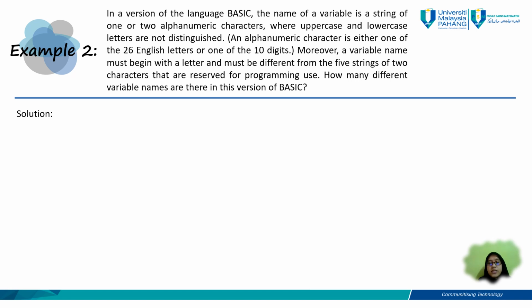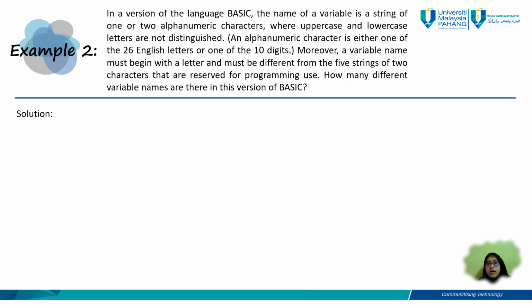Okay, let's try example number 2. The problem is: in a version of the language BASIC, the name of a variable is a string of one or two alphanumeric characters, where uppercase and lowercase letters are not distinguished. What is alphanumeric? An alphanumeric character is either one of the 26 English letters or one of the 10 digits. Moreover, a variable name must begin with a letter and must be different from the 5 strings of 2 characters that are reserved for programming use. How many different variable names are there in this version of BASIC?